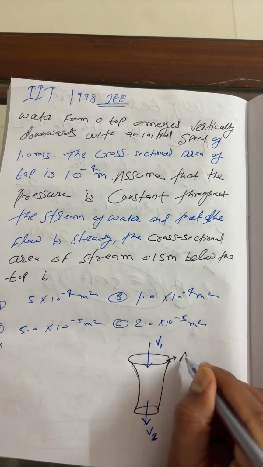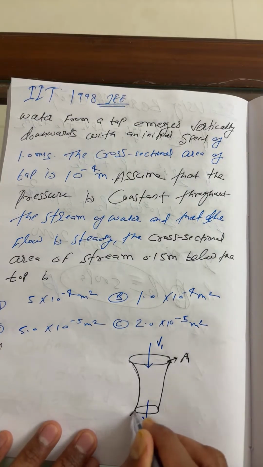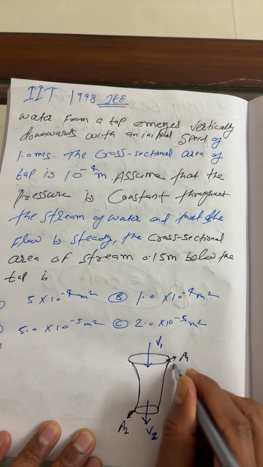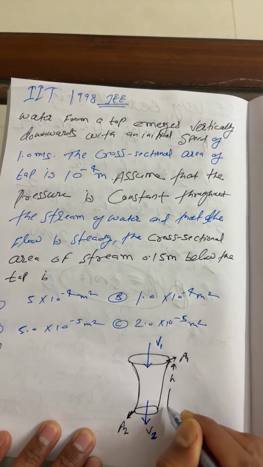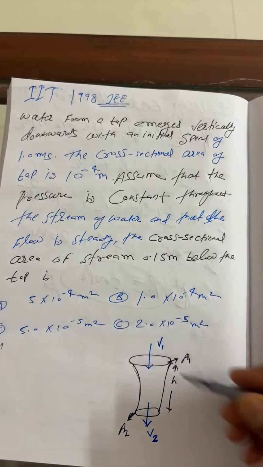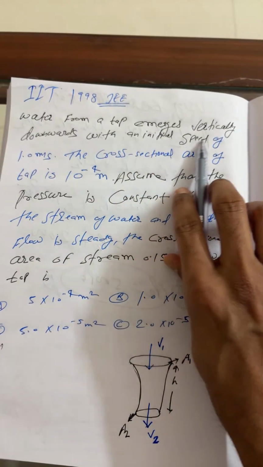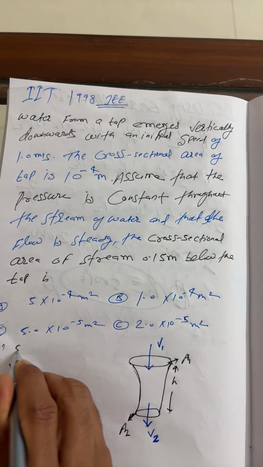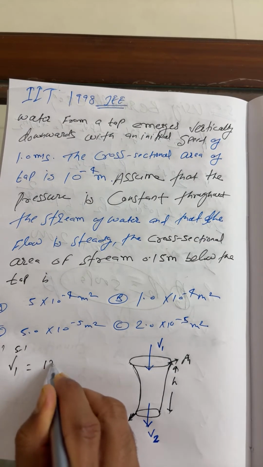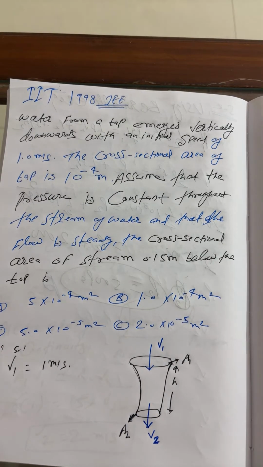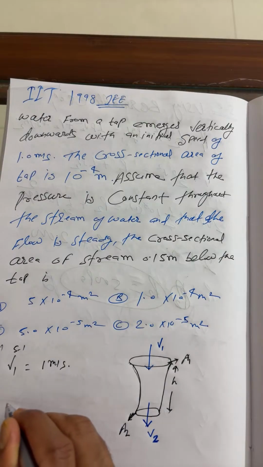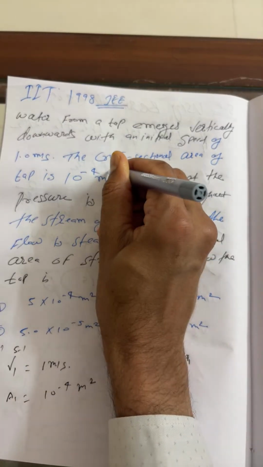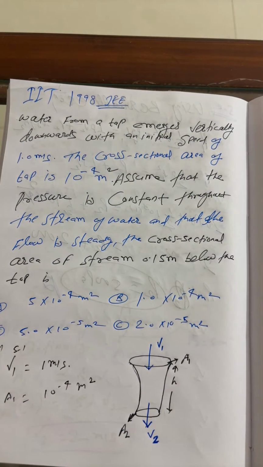Now, students, this is the area of cross section, which is A1, and this is A2. Take the height as H. Water from a tap emerges downward with initial velocity V1, which is mentioned as 1 meter per second. The cross-sectional area of the tap, A1, is 10 to the power minus 4 meter square.